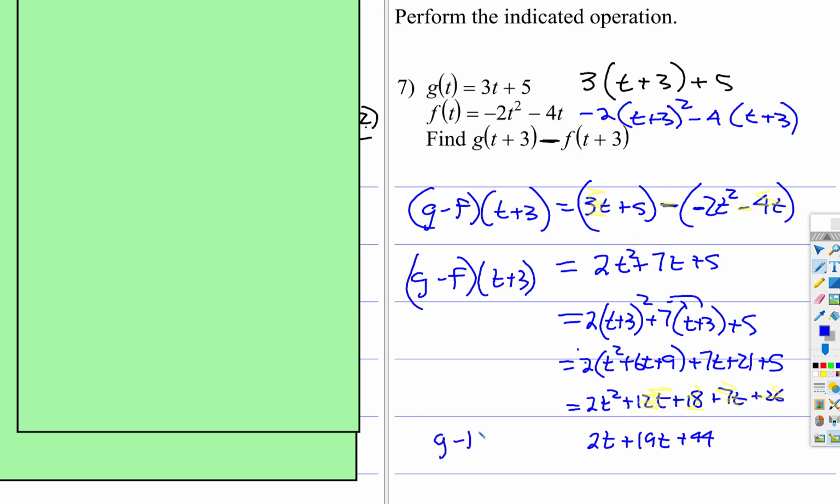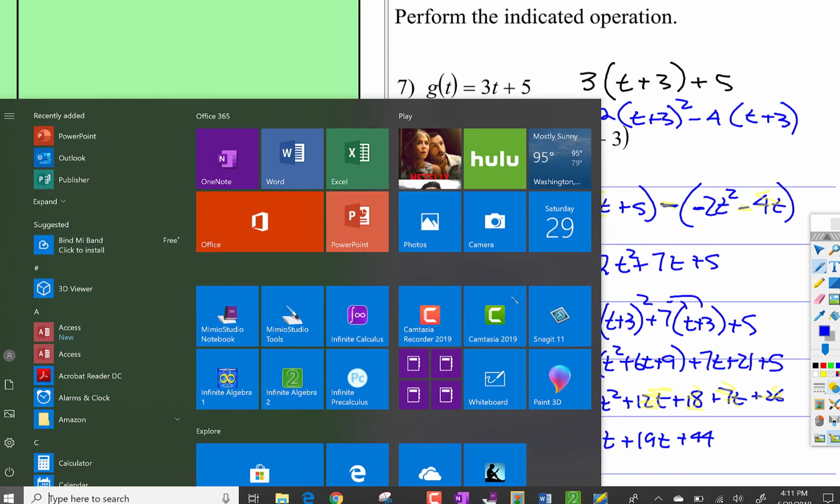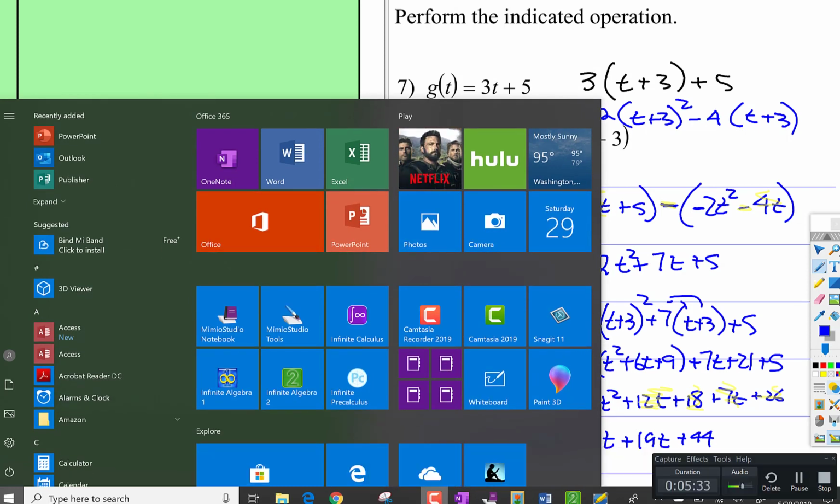So g subtract f of this expression, t plus 3, and there is our new function using this expression. Okay, that is it for composing functions using numbers or expressions.